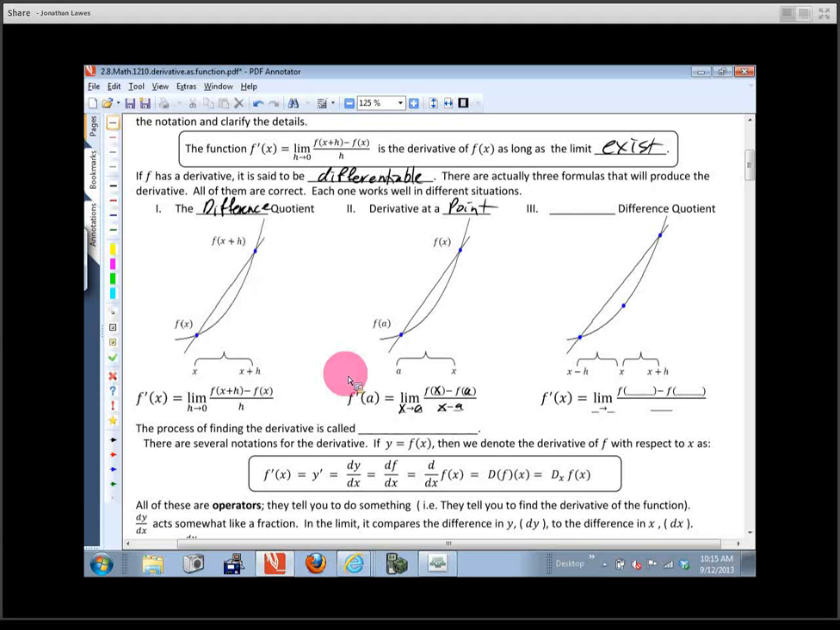Okay, this one is called the symmetric difference quotient. Symmetric.